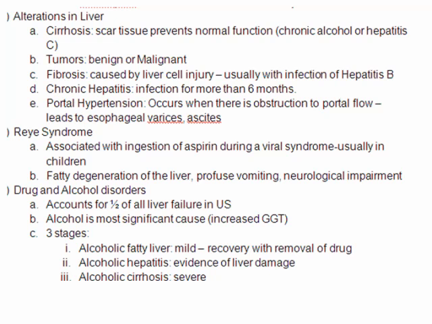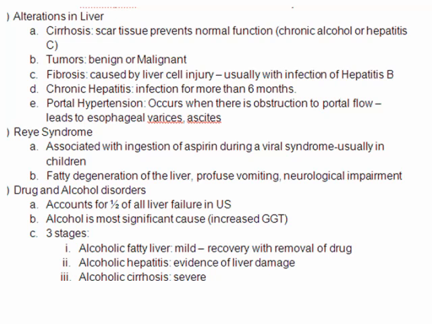meaning cancerous. You could have hepatitis, which is caused by liver cell injury, can be with infection of hepatitis C or B. A chronic hepatitis is infection of longer than 6 months. You can have a portal hypertension, which when that occurs, there's obstruction of portal flow, and you can end up with esophageal varices and ascites. Ascites is fluid around the liver.